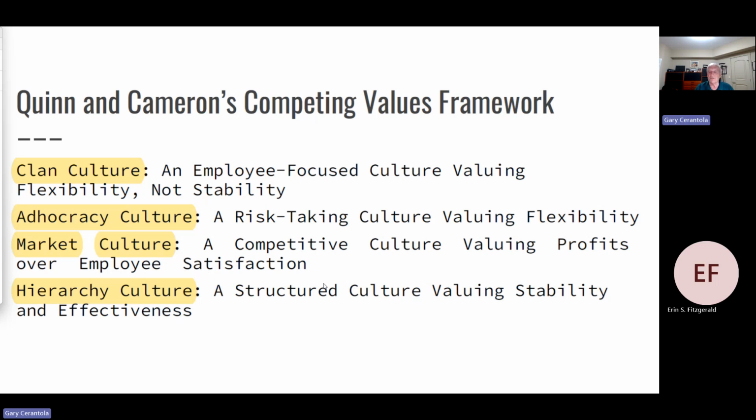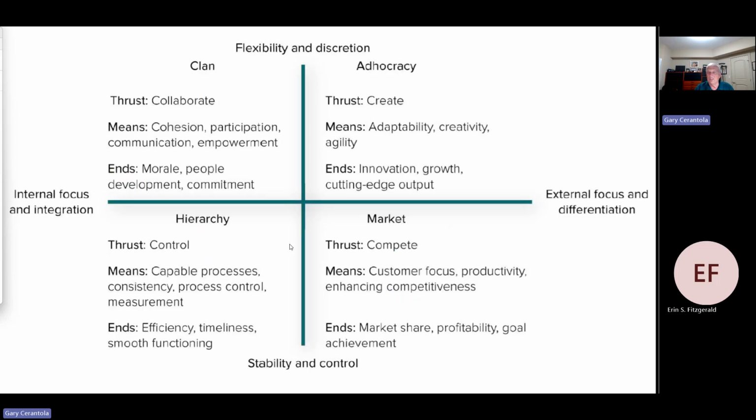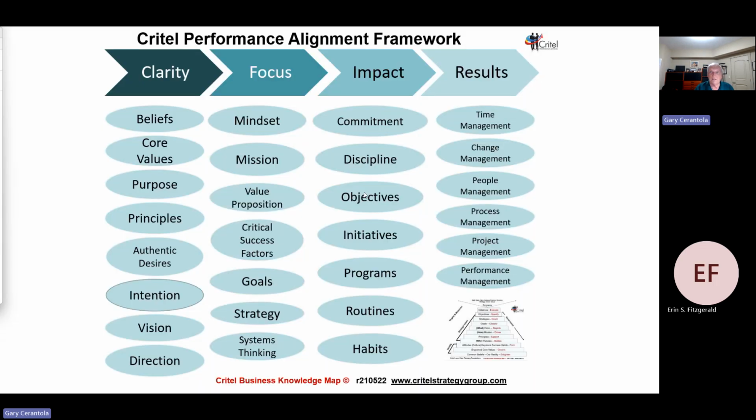And then the hierarchy culture, this is valuing stability and effectiveness. And this is where loss of life or loss of property is involved. So a hierarchical culture is standard in the military, in the police service, in the fire service, in nuclear operations, because there's so much risk involved. So here's how to kind of take a look at it. And that's it for this particular topic.